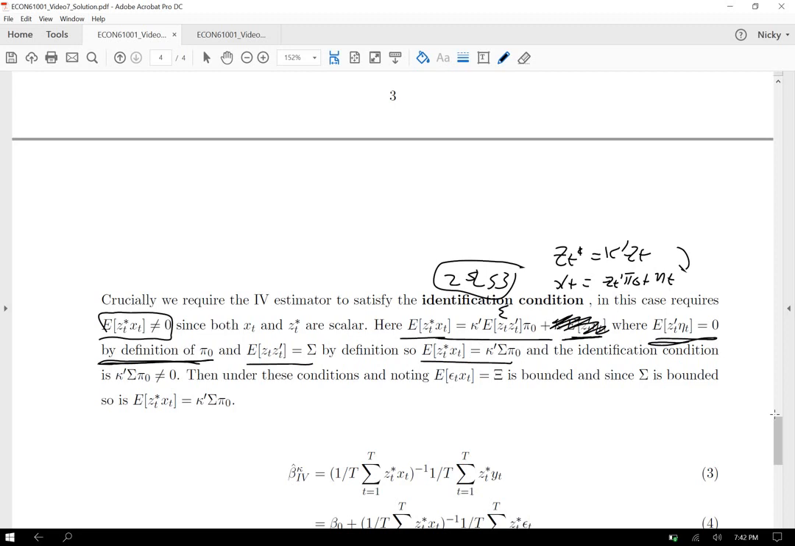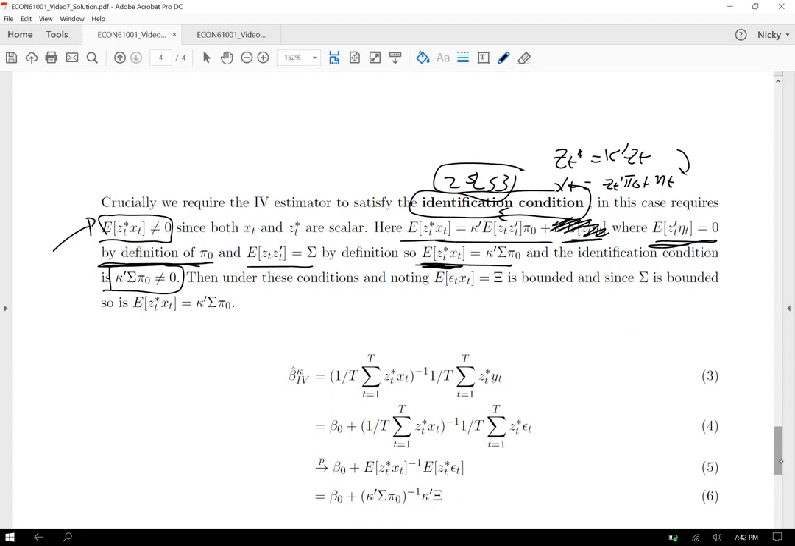So then we've derived this matrix here, which in this case is just a scalar, and we know by definition it's identified if this doesn't equal naught. So we just have to have that kappa, sigma and pi naught are such that this doesn't equal 0. Okay, so that's one condition. We need the identification condition to hold, and we've derived it in this particular example. Okay. Finally then, we need the exogeneity to hold. Okay, but we see here, sorry, this should be zt here.